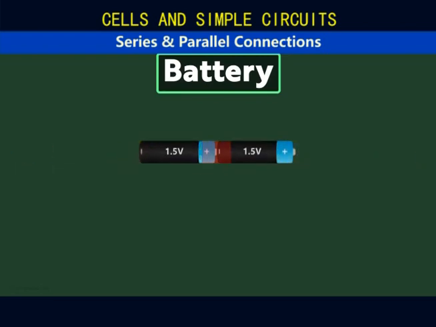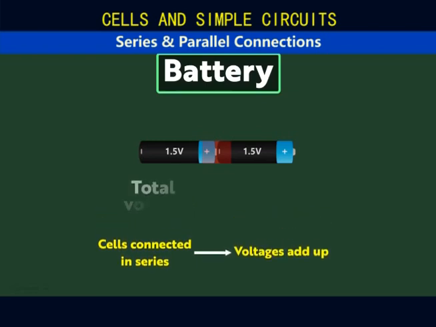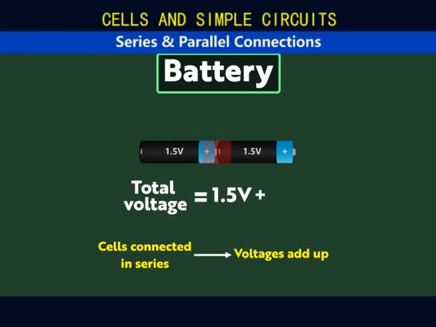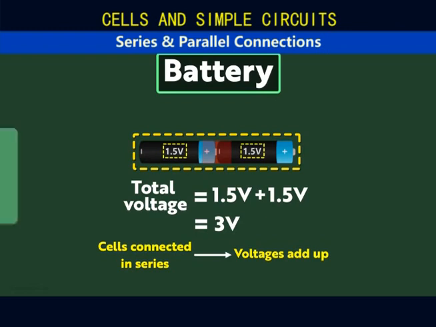So, what will be the voltage of a battery combination of two cells? If the cells are connected in series, then their voltages add up. This means that the voltage of this battery will be 1.5 plus 1.5 volts, the sum of these two voltages, which is equal to 3 volts. So this battery is twice as strong as one individual cell of the battery. Does that mean the battery will last twice as long?